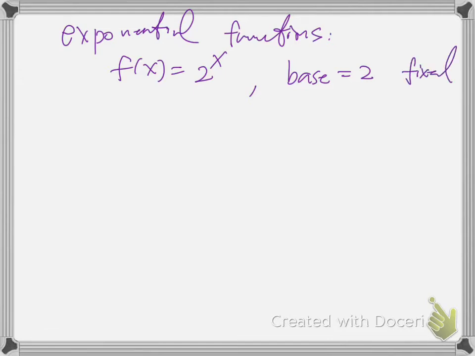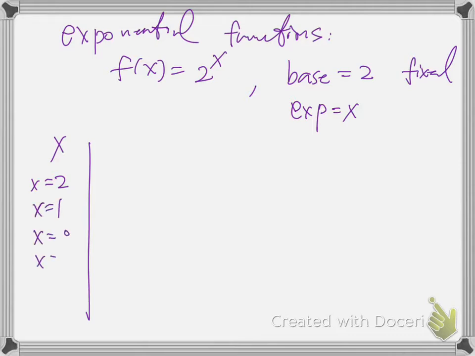Fixed base number 2, and then we change the exponent. The exponent is x, so we can pick any value for the exponent. Now let's choose some small integers for the exponent. So x is 2, x is 1, x is 0, x is -1, and x is -2.